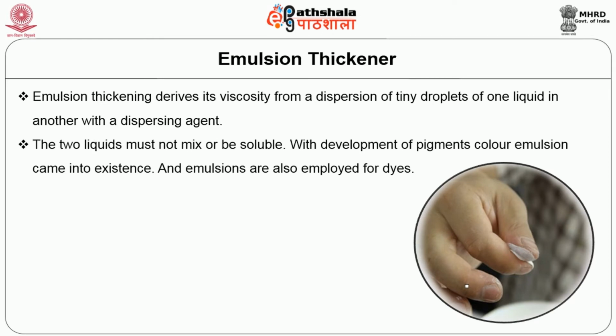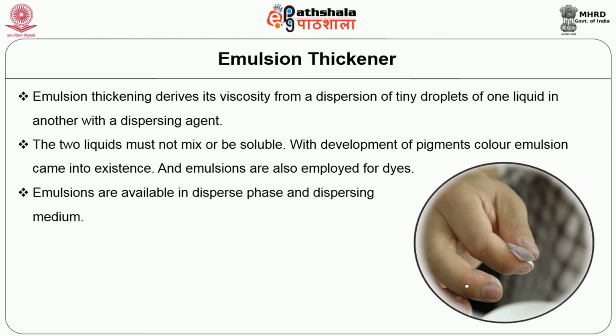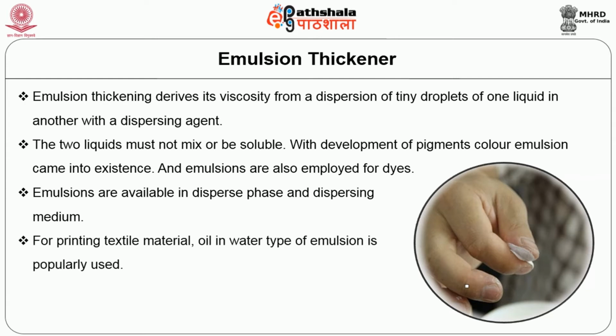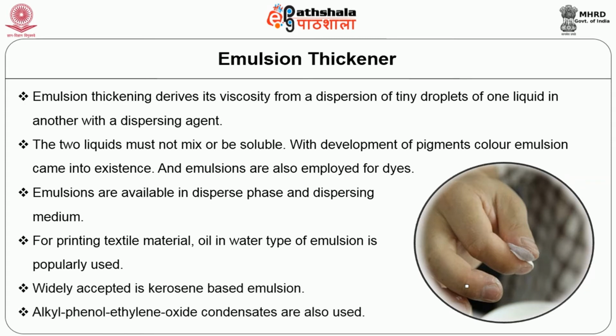With development of pigment colors, emulsion came into existence. And emulsions are also employed for dyes. Emulsions are available in disperse phase and dispersing medium. For printing textile material, oil and water type of emulsion is popularly used. Widely accepted is kerosene based emulsion. Alkyl phenol ethylene oxide condensates are also used.